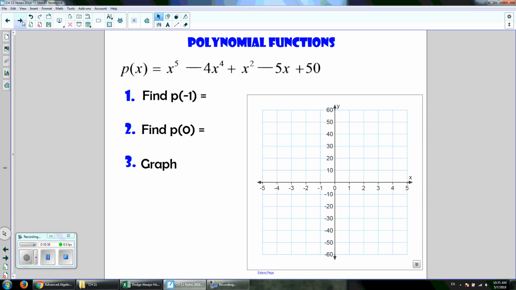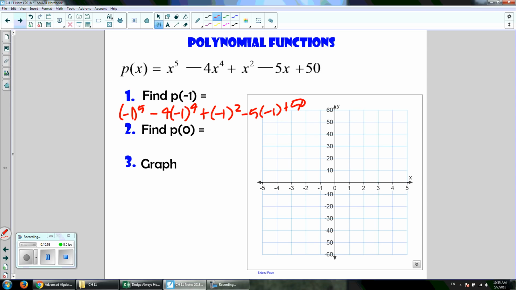Some things that are a little bit longer than we've seen before. A 5th degree we haven't really looked at, so we can do similar things to what we have done before. P of negative 1 just means to plug in negative 1 for all of my x's. So I'd have negative 1 to the 5th minus 4 times negative 1 to the 4th plus negative 1 squared minus 5 times negative 1 plus 50. Be really careful with your parentheses here. If you do it correctly, you should get a 51.